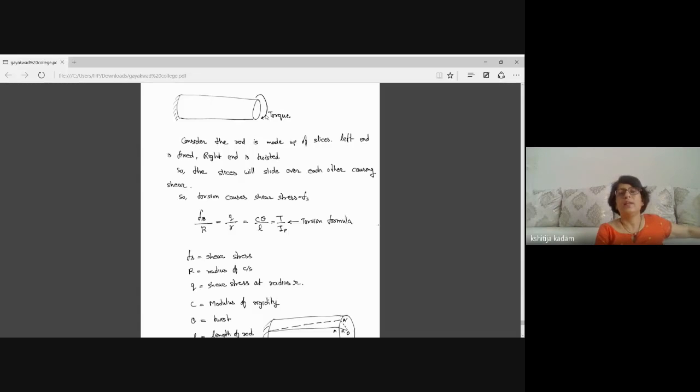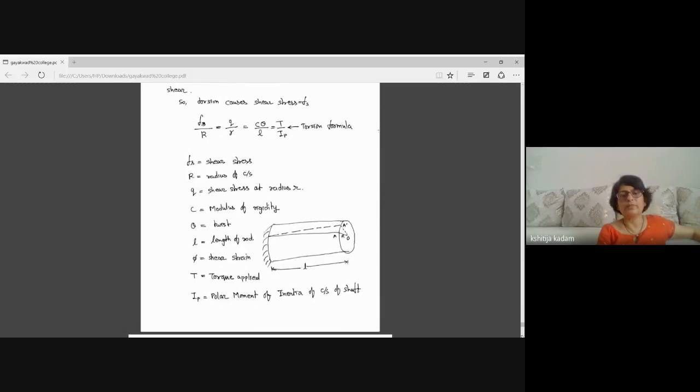यानी हम यहाँ पे टॉर्क लगा रहे हैं, टॉर्शन ऑब्जर्व कर रहे हैं, पर अंदर मटेरियल में क्या हो रहा है? मटेरियल इज ऑब्जर्विंग shear stress. So the formula for this is Fs upon R is equal to Q upon small r is equal to C theta by L is equal to T upon IP. This is the torsion formula. And what are the contents in this formula?